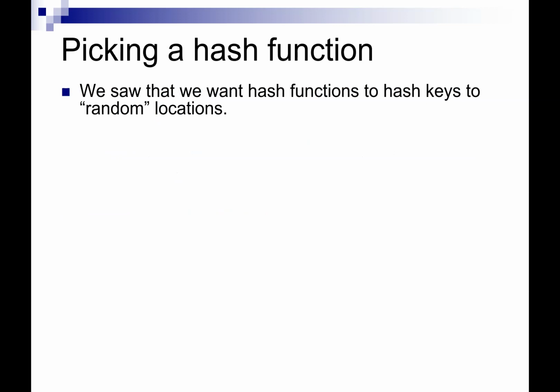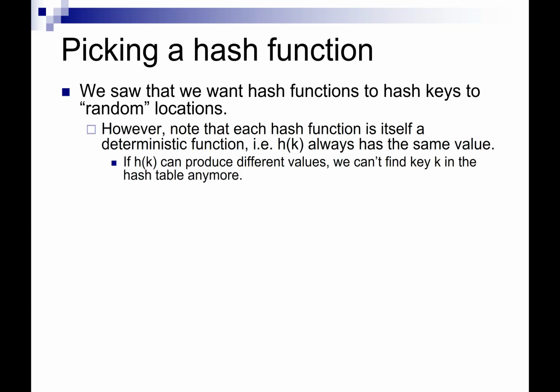So now we're going to talk more about how we're going to find these hash functions. We said that we want the hash functions to hash keys to quote unquote random locations. However, the hash function cannot be random itself. The hash function must be a deterministic function, meaning that if you compute h of k for a key k, then this always has to return the same value. A deterministic function is always going to return the same output for the same input.